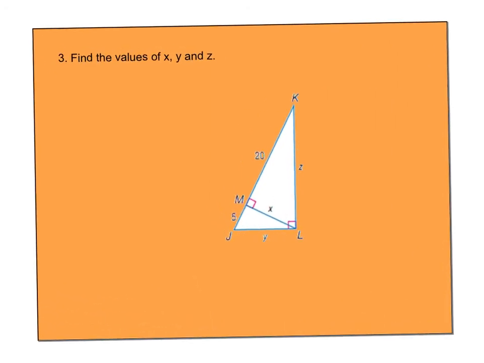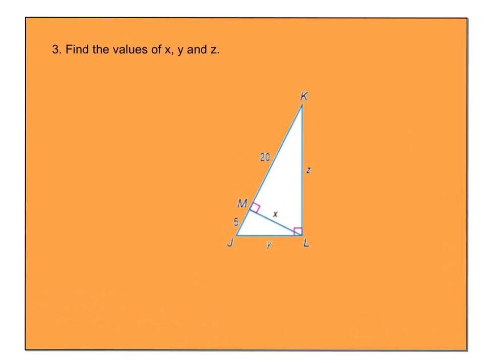Now let's take a look here. We have a right triangle and an altitude, and we're trying to figure out X, Y, and Z. I want to sketch my triangles and see if I can get them to look similar. They are similar. I'll take the short triangle here: that would be L, that would be M, that would be J. That makes this X, that makes this Y, and that makes this 5.